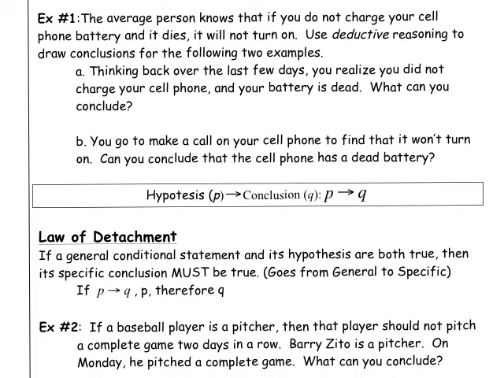Example number 1. The average person knows that if you do not charge your cell phone battery and it dies, it will not turn on. Use deductive reasoning to draw conclusions for the following 2 examples. A. Thinking back over the last few days, you realize you did not charge your cell phone and your battery is dead. What can you conclude? Well, we can conclude that it won't turn on, right? We know that just using deductive reasoning.